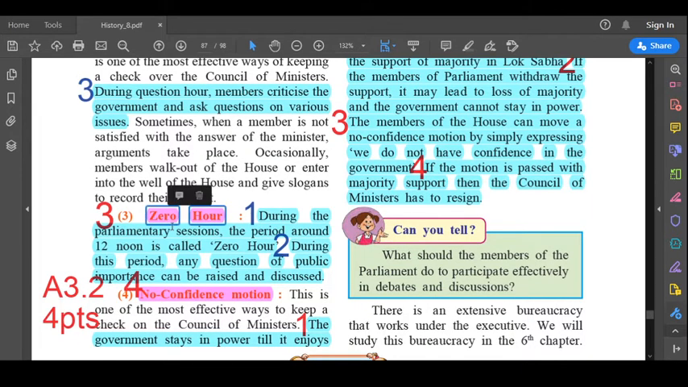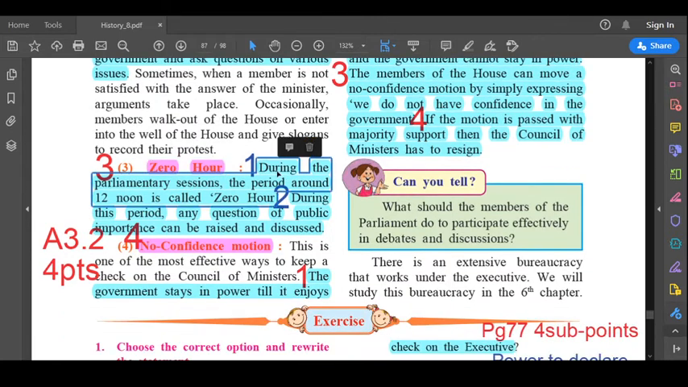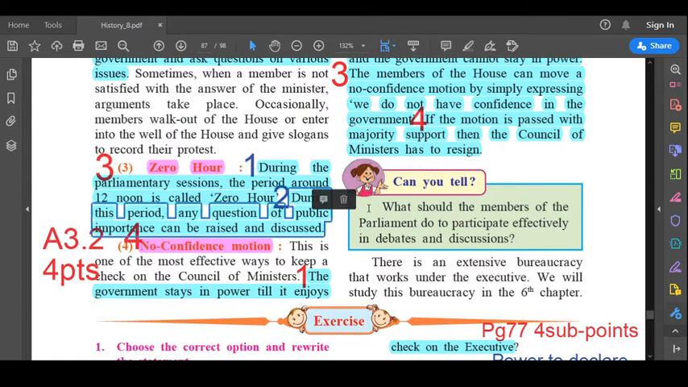Now the third sub-point is the zero hour. In this sub-point, there are 2 smaller points. We'll see the first point. During the parliamentary sessions, the period around 12 noon is called zero hour. Second point, during this period, any question of public importance can be raised and discussed.